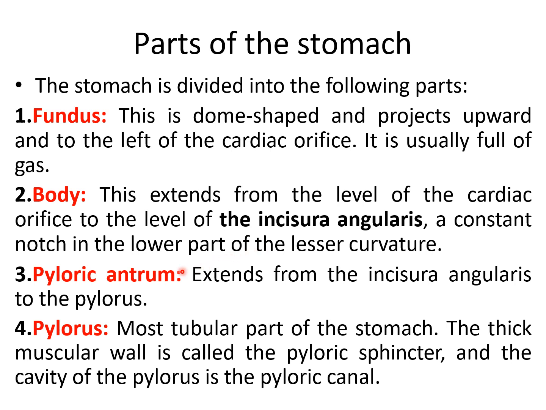The third part is the pyloric antrum. It extends from incisura angularis to the pylorus. And the last part is the pylorus, the most tubular part of the stomach. The thick muscle wall is called the pyloric sphincter and the cavity of the pylorus is called the pyloric canal.